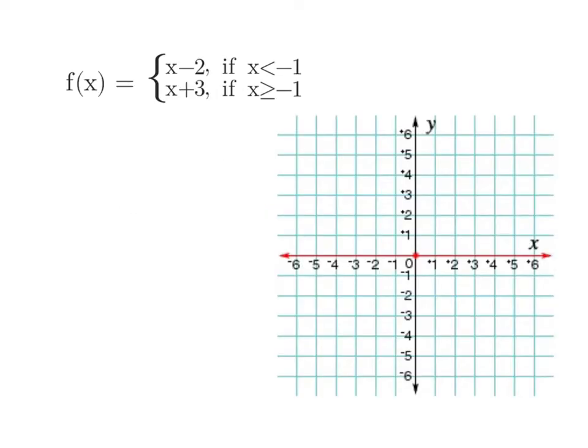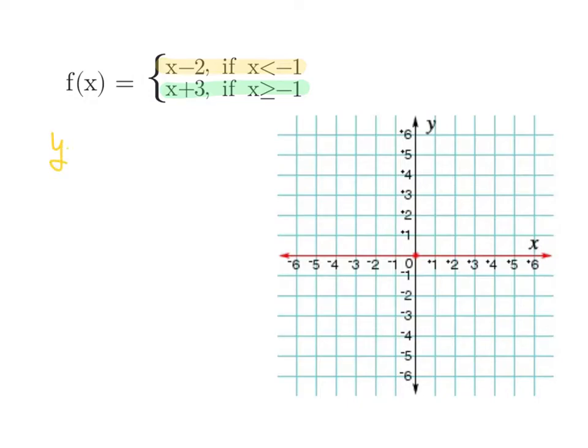So how do we use that information to graph f of x is equal to x minus 2 if x is less than negative 1, and x plus 3 if x is greater than or equal to negative 1? Well, first we recognize that f of x is broken up into two pieces, the x minus 2 piece and the x plus 3 piece. And each of those pieces have their own conditions. So let's take the x minus 2 case first.